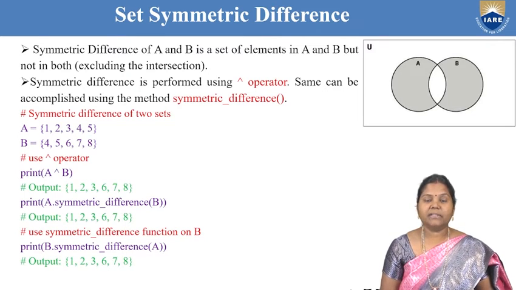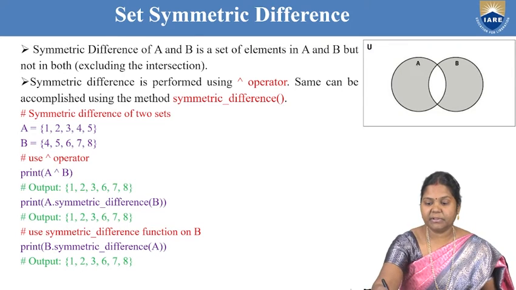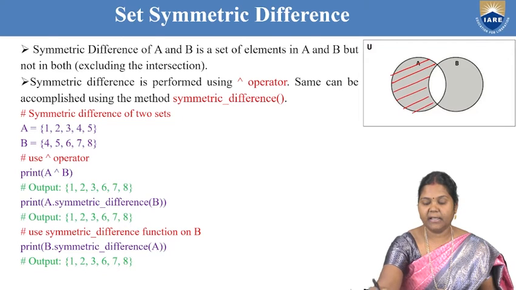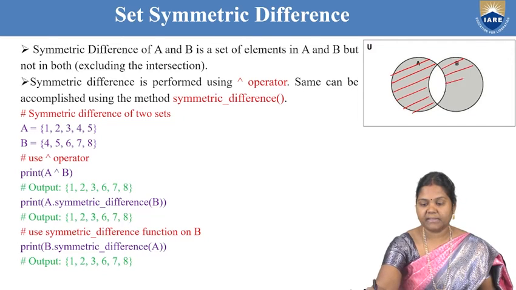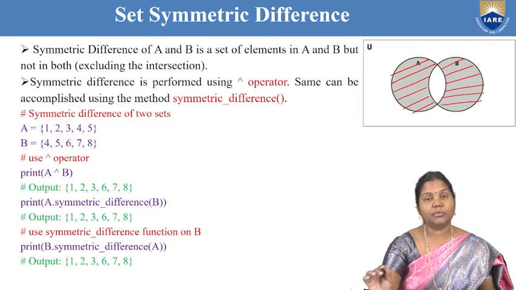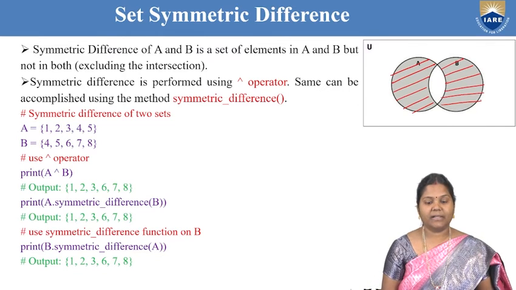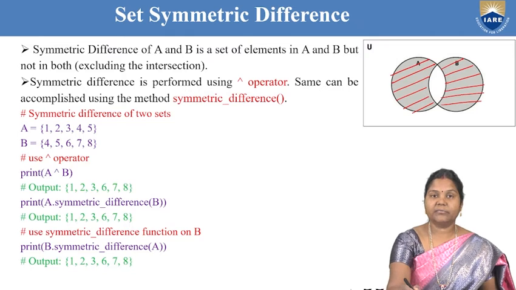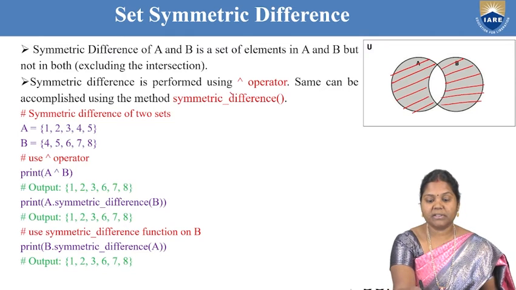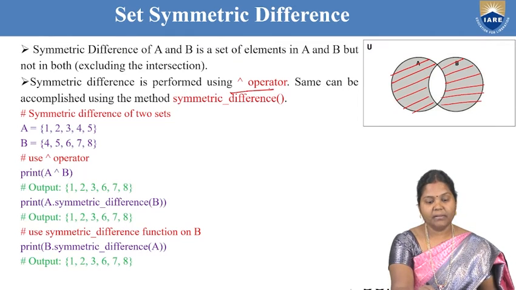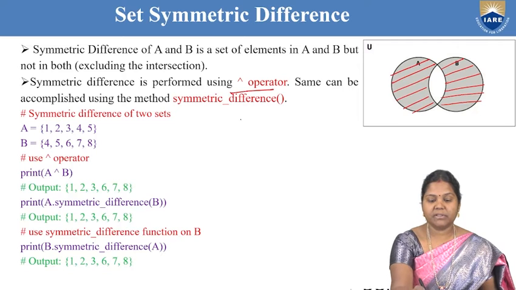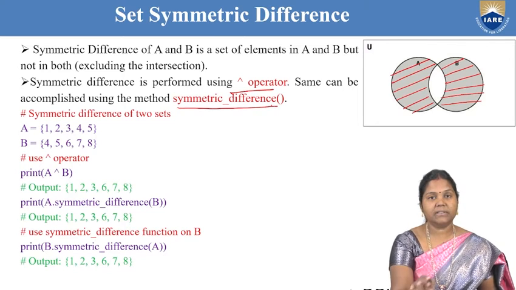The set of elements in A and B but not in both. That means except this particular area, the set of elements which are present in A and also in B, except the common elements, it is going to show you. That is called symmetric difference. So the symmetric difference is performed using this cap operator. The same can be accomplished using the symmetric difference method.